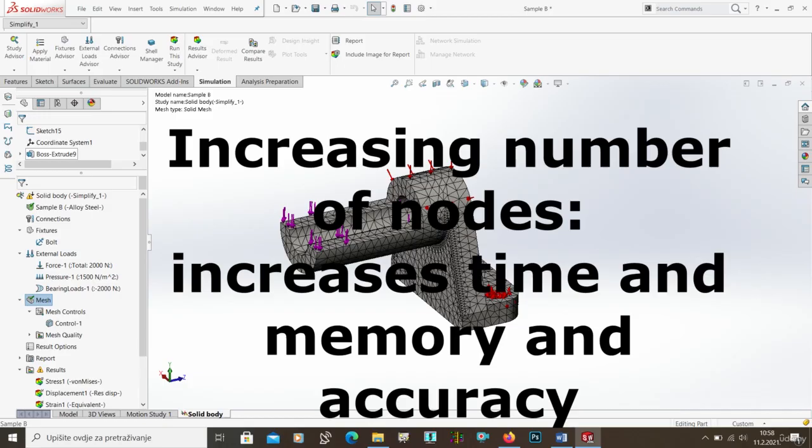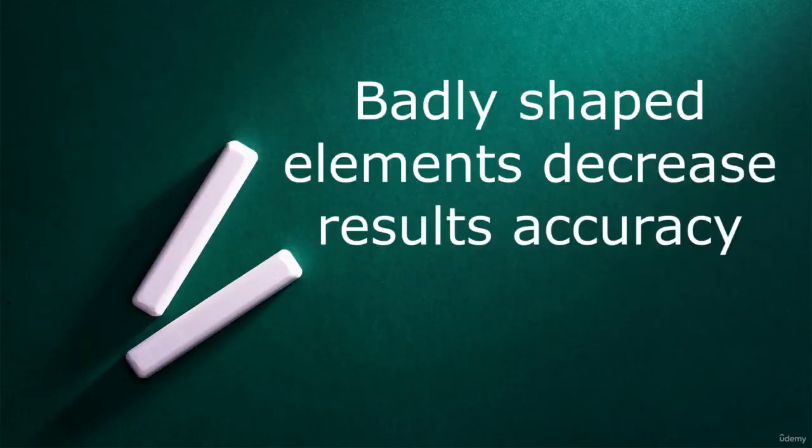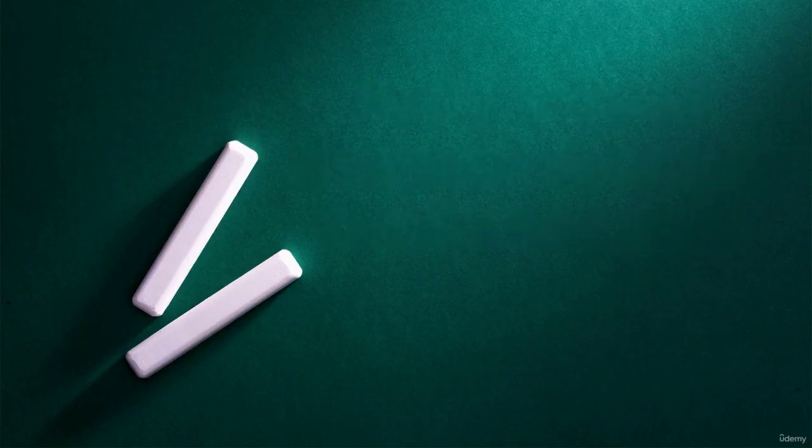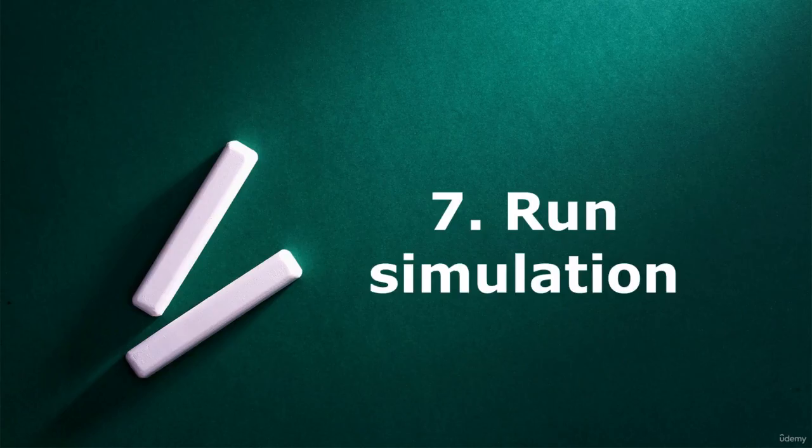But on the other side, we have to look at the shape of the element. If we have a badly shaped element, then our results can be inaccurate. And then based on those results, we can make bad decisions. After we define mesh, we can start with our simulation.